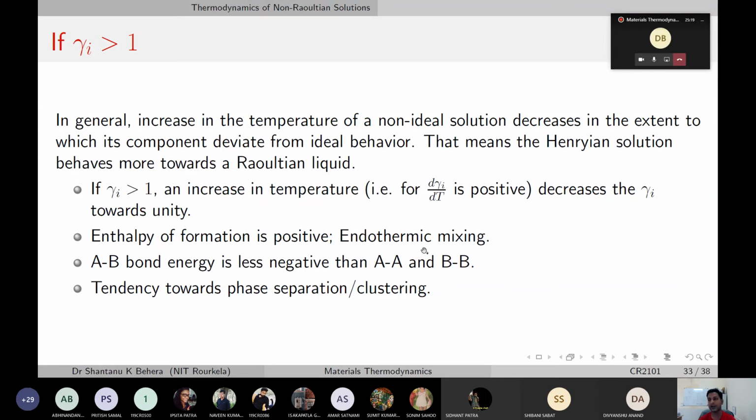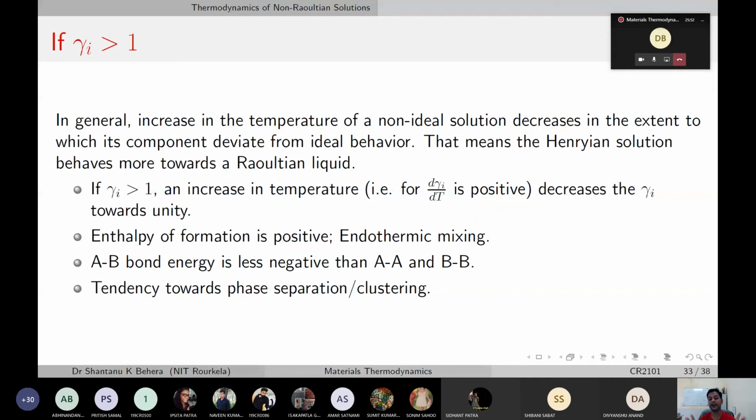And in this situation, A and B would not like to mix with each other. There is a tendency towards phase separation and clustering. A would like to be with A, B would like to be with B, so segregation, and A and B separate out, and that's where new phases are formed.